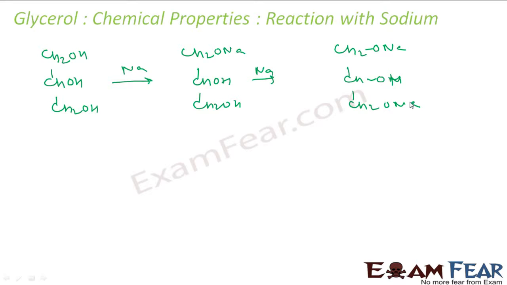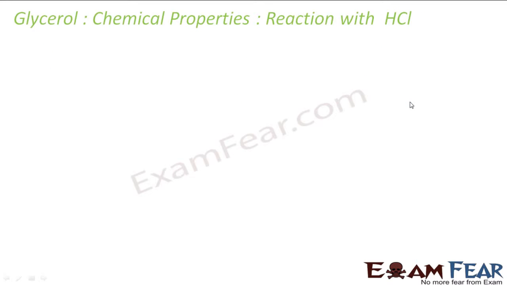Correct? So let's see the reaction with HCl. Similar reaction actually, but there is a small difference here. I have CH2OH, CHOH, CH2OH. Then react with HCl, you get a mixture of products. In one case this OH is replaced, in another case a different OH is replaced. I'll show you the product mixture.